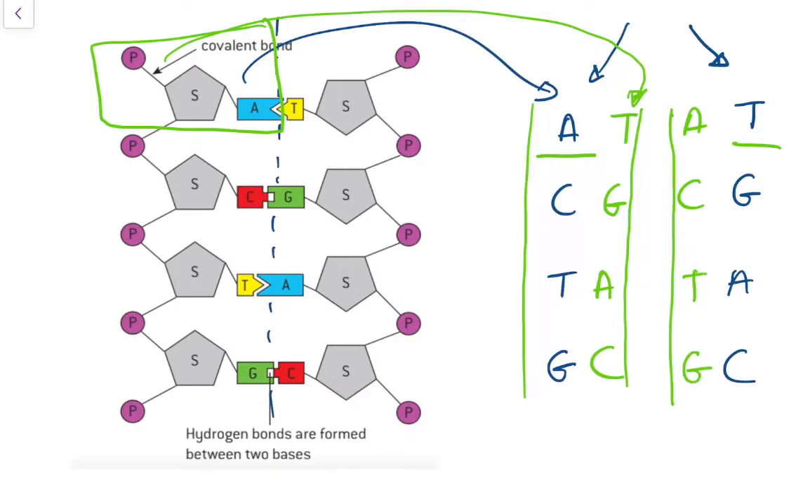And so by doing this, by opening up the strand and reading both sides and adding in the only base that can pair, it's the only one that can make the correct hydrogen bonds, then we're going to get two new molecules of DNA. We're going to end up with two double helixes. So we've now copied the DNA.